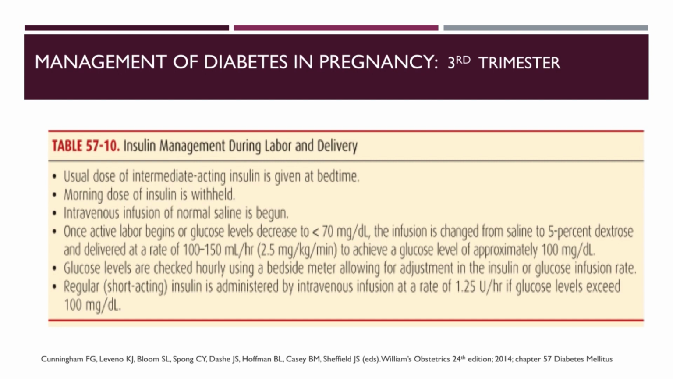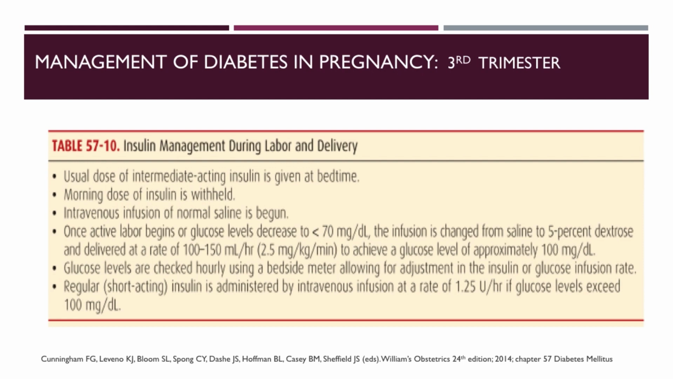Intravenous infusion of normal saline is begun, and once active labor begins or glucose levels decrease to less than 70 milligrams per deciliter, the infusion is changed from saline to 5% dextrose and delivered at a rate of 100 to 150 milliliters per hour to achieve a glucose level of approximately 100 milligrams per deciliter.